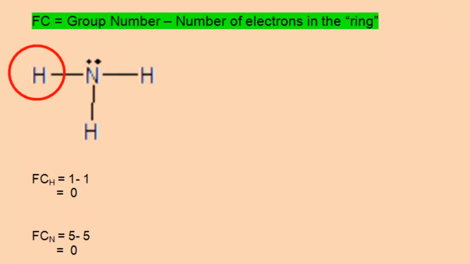Now we'll determine the formal charges on ammonia using the graphical method. The formal charge on the hydrogen is 1 minus 1. There's one electron in the ring. And if we put a ring on nitrogen, there are 5 electrons in the ring, and the formal charge is 0.